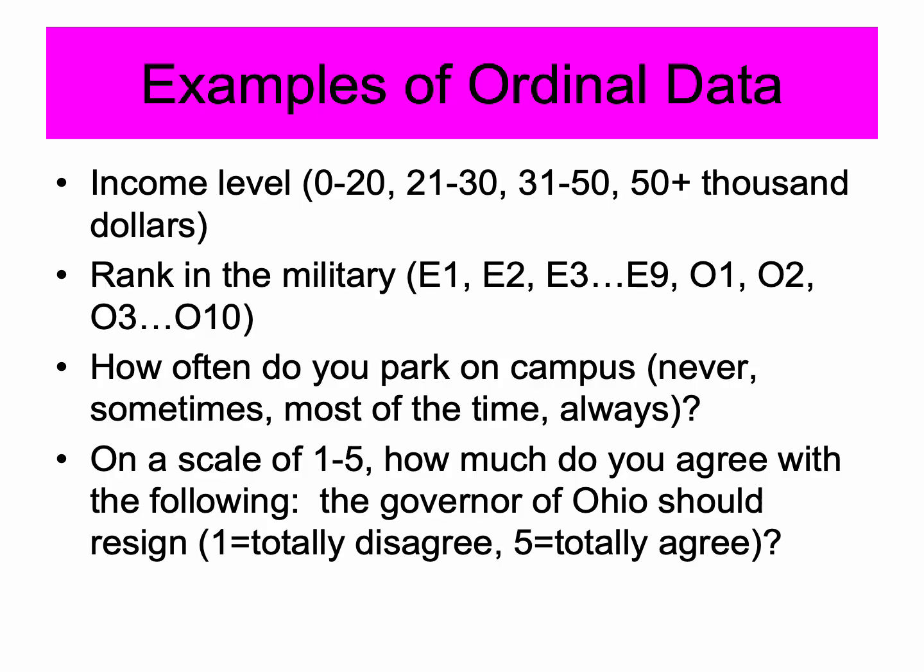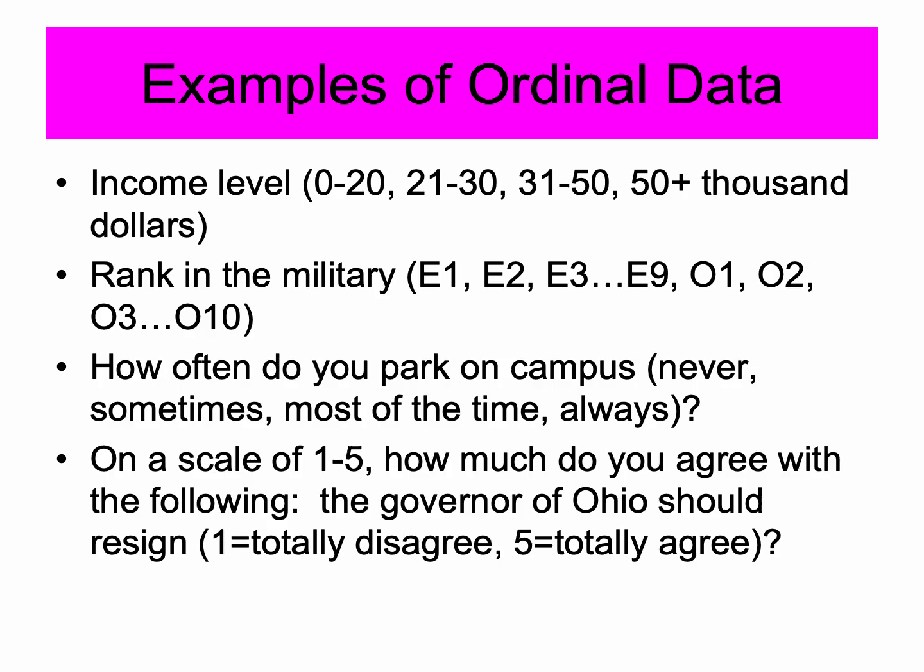Rank in the military is another example. E1, E2, E3, and so on all the way up to O10. We know that one rank is higher than another, but we don't know really what that means. Like, how much more rank are we seeing? How often do you park on campus? Never, sometimes, most of the time, always. If someone selects always, we don't know how much more they're parking on campus than someone that says most of the time. And we often see this again with these Likert type scales.